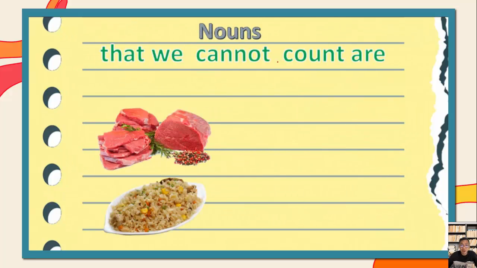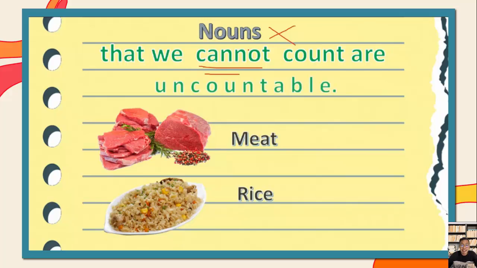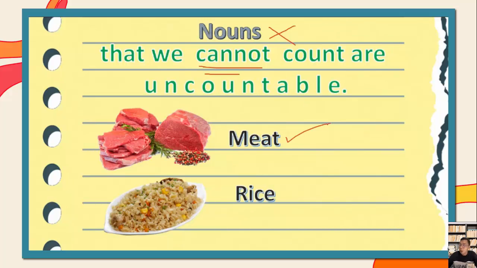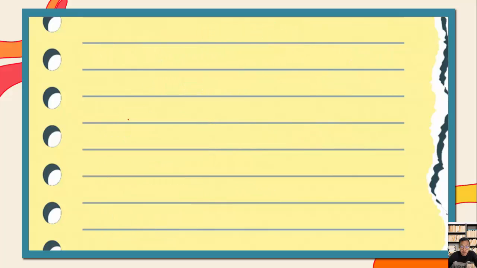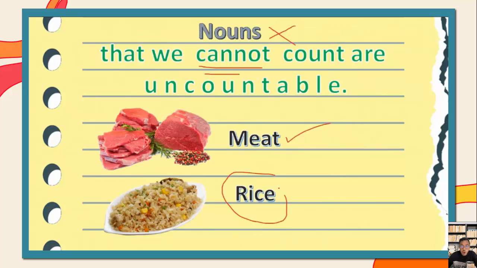Nouns that we cannot count are uncountable nouns. For example, meat. We cannot count meat. If you want to count meat, we have to measure by kilogram, right? 1 kilogram of meat, 1 kilogram of beef, 1 kilogram of pork. So this one you cannot buy by pieces. Also rice. Rice you also cannot count, because there are so many pieces of rice in your plate or in your bowl. So there are a lot, so you cannot count.